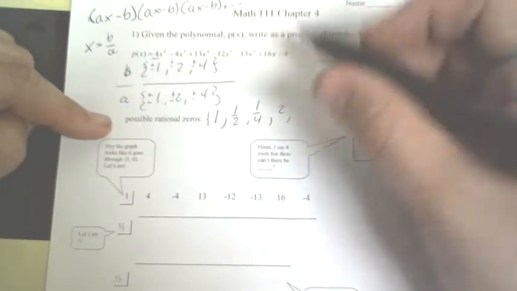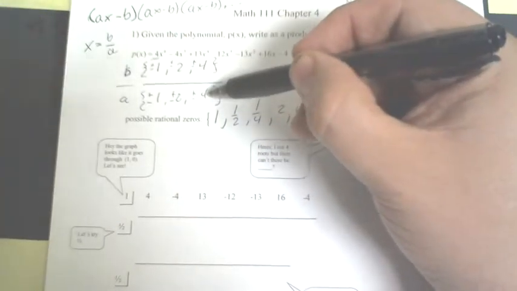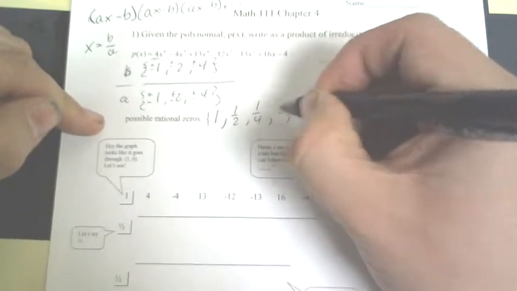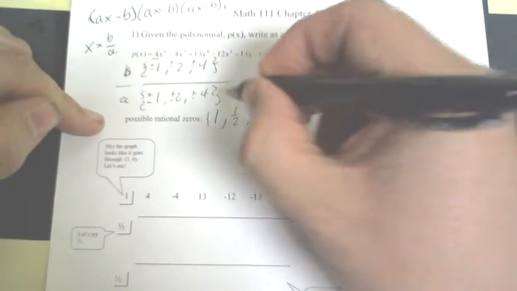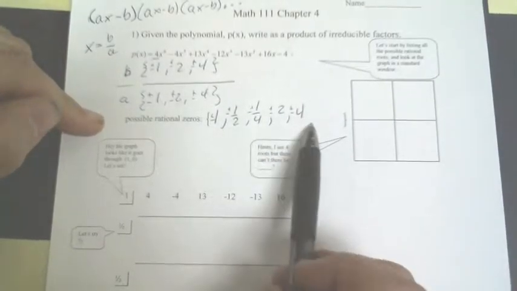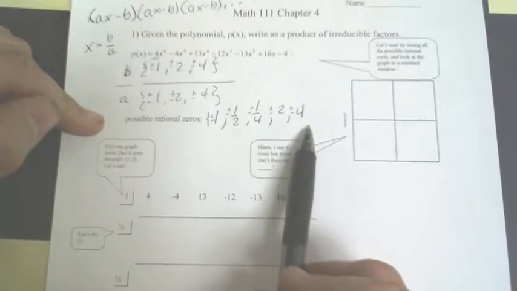I missed one. 4 over 1 is 4. 4 over 2 is 2. 4 over 4 is 1. 2 over 4 is 1/2, we already have that. So all of those combinations make this list, again, positive or negative, of these 10 possible numbers.